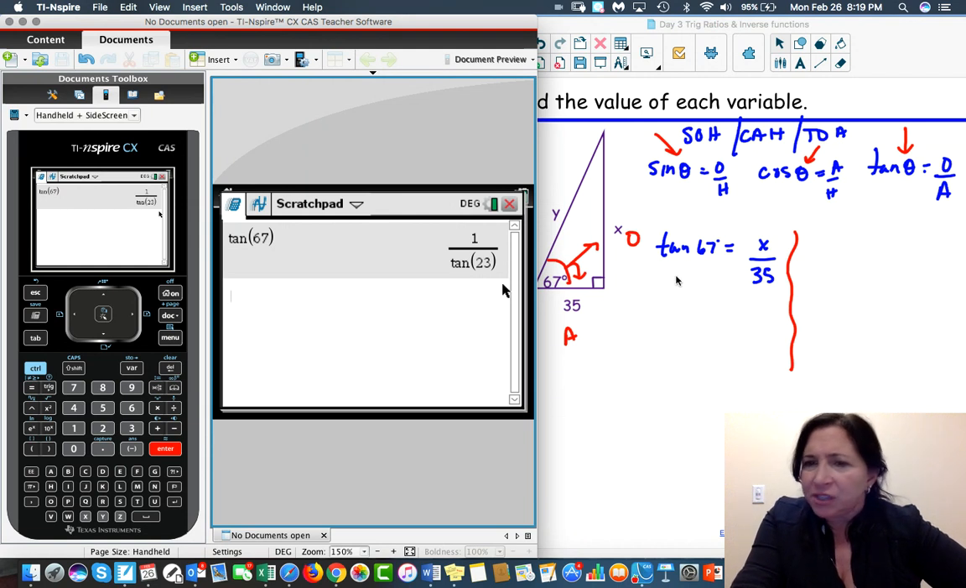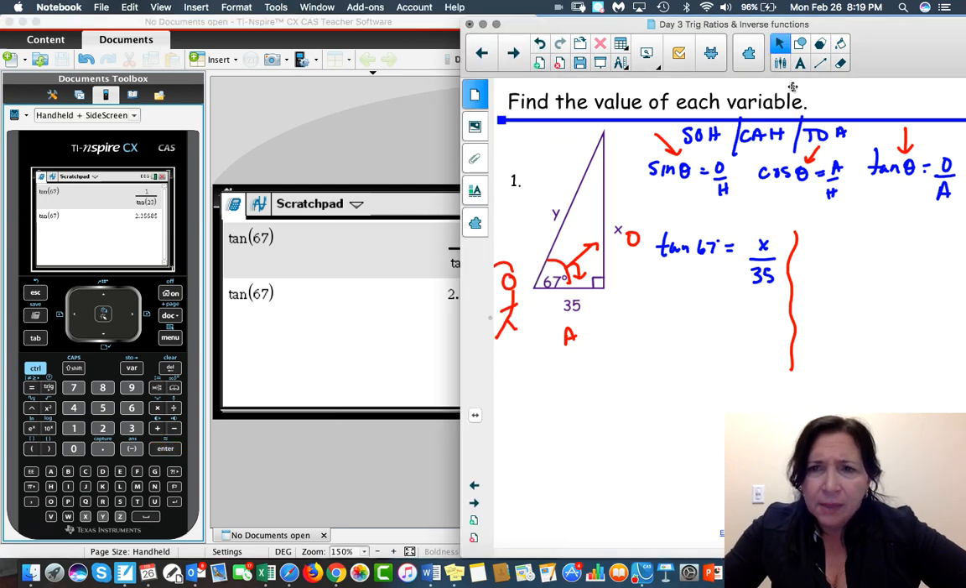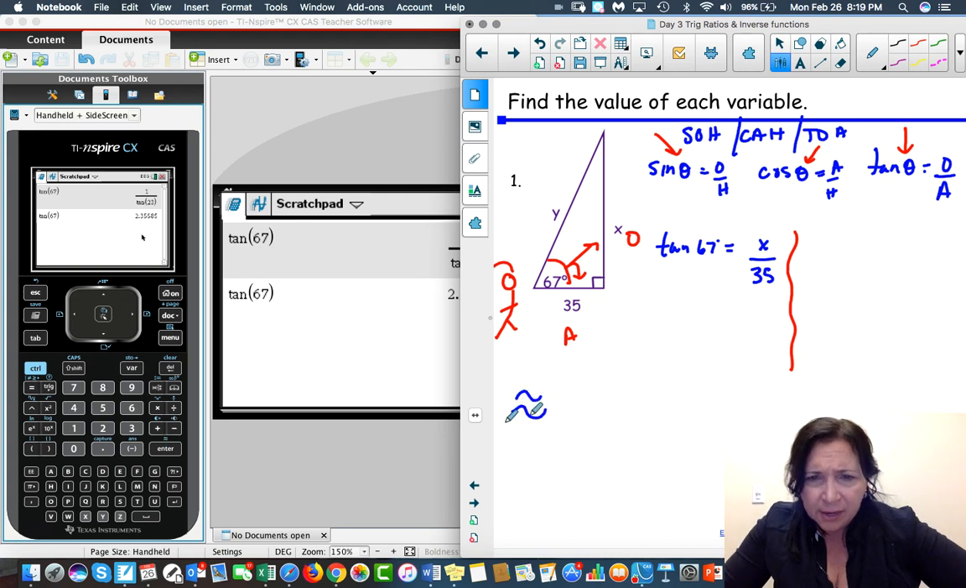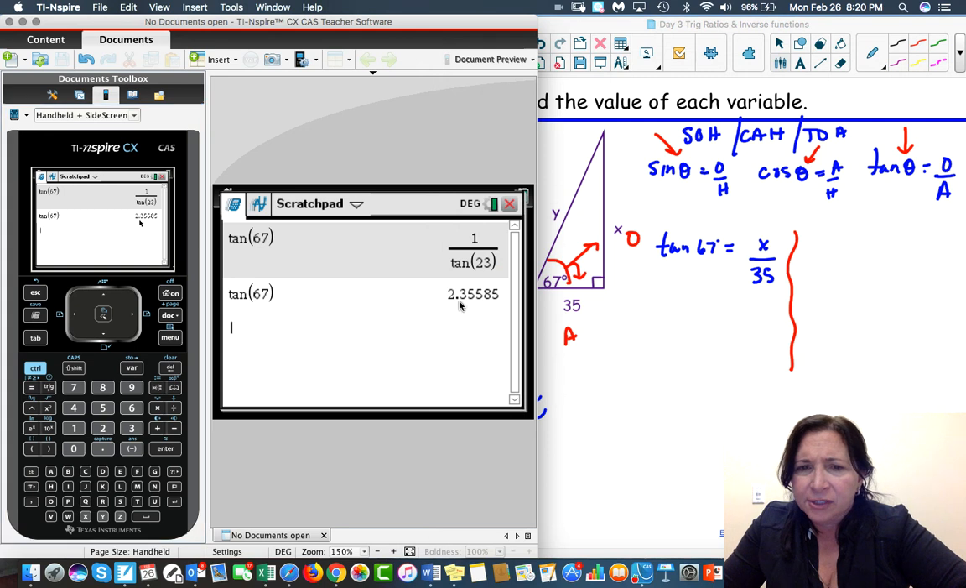I want an approximation to what tangent of 67 degrees is. See this part right here where it says control? You're going to press control and enter, because that gives you an approximation. If you notice on your screen, down below, that sign above the enter. Anytime you push the word control, it gives you all these lighter functions. So tangent of 67 is approximately 2.36.